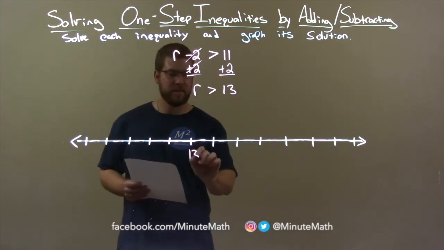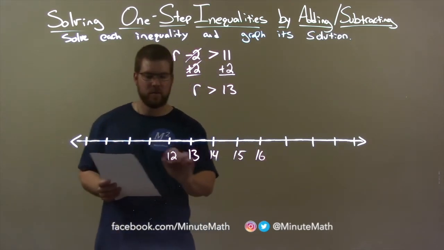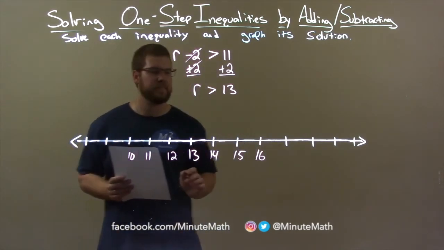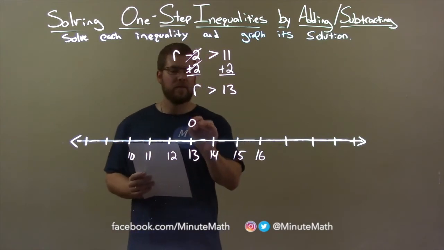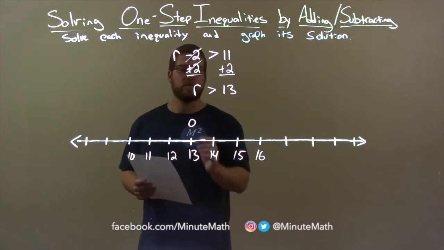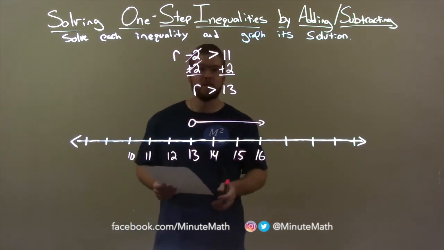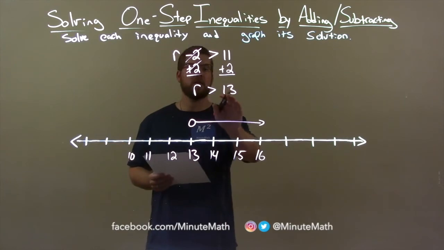Let's put 13 here, 14, 15, 16, and 12, 11, 10. We have an open circle at 13 because r is not equal to 13, it's just greater than. Since it's greater than, the arrow goes to the right, and there we have it. Our graph matches our final answer. r is greater than 13.